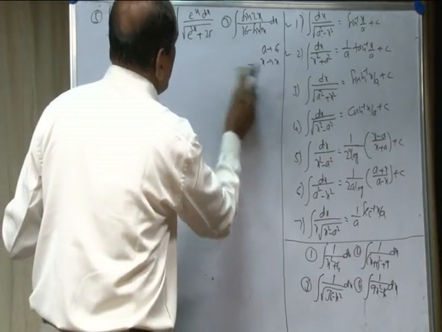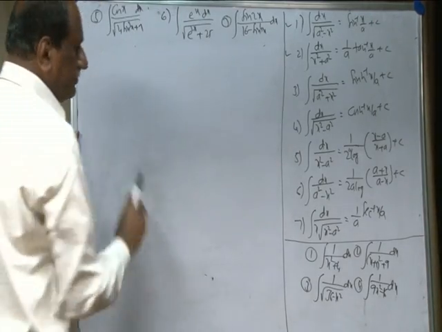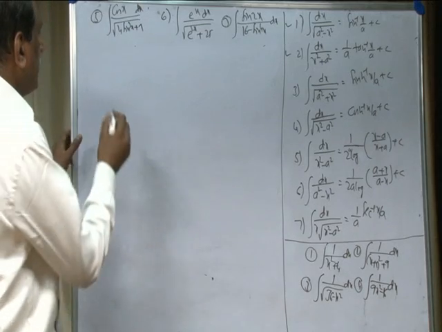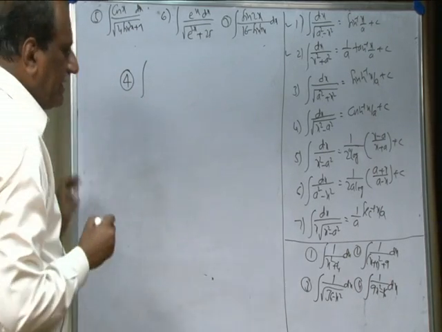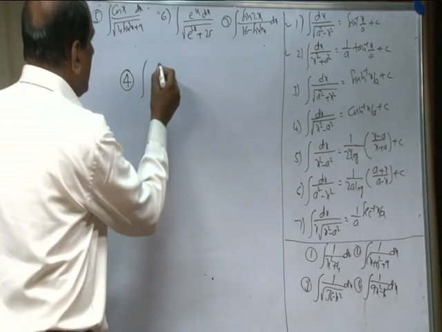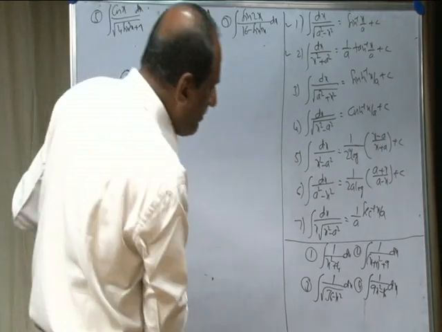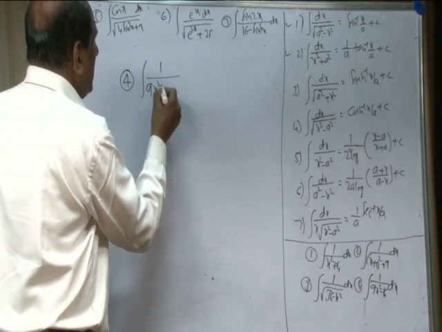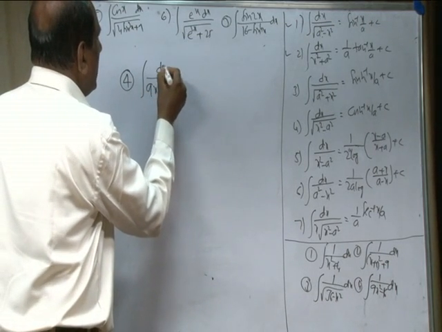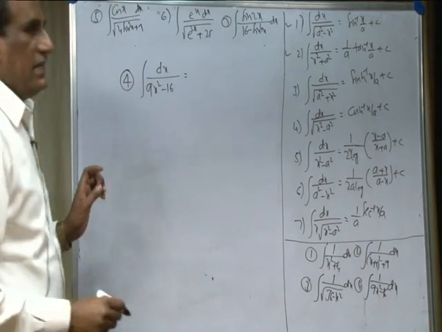Next problem, fourth problem: integral of 1 divided by 9x square minus 16, where the variable of integration is dx.